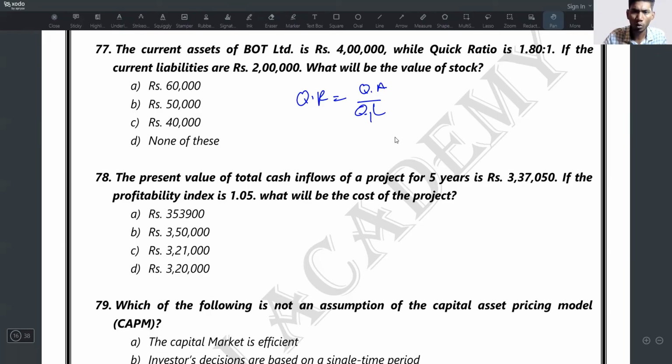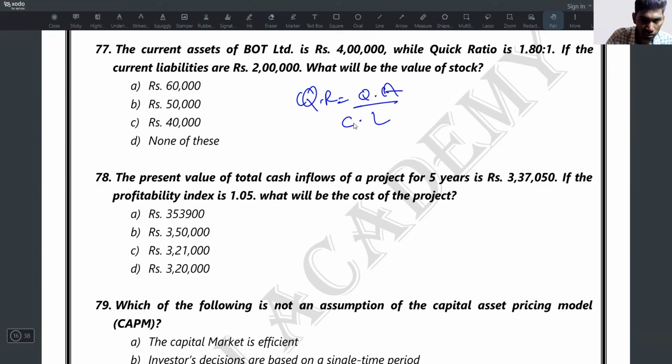So quick ratio, already you know that, right? Quick ratio is equal to quick assets divided by current liabilities, right? Current liabilities, which is given in the question, is 2 lakh, right? So now you need to calculate the quick assets. Quick assets is equal to quick ratio into current liabilities. You can easily calculate. So quick ratio, which is given 1.80, right? Into 2 lakh, if you do, then you will ultimately get the quick assets value, which is nothing but 3,60,000.